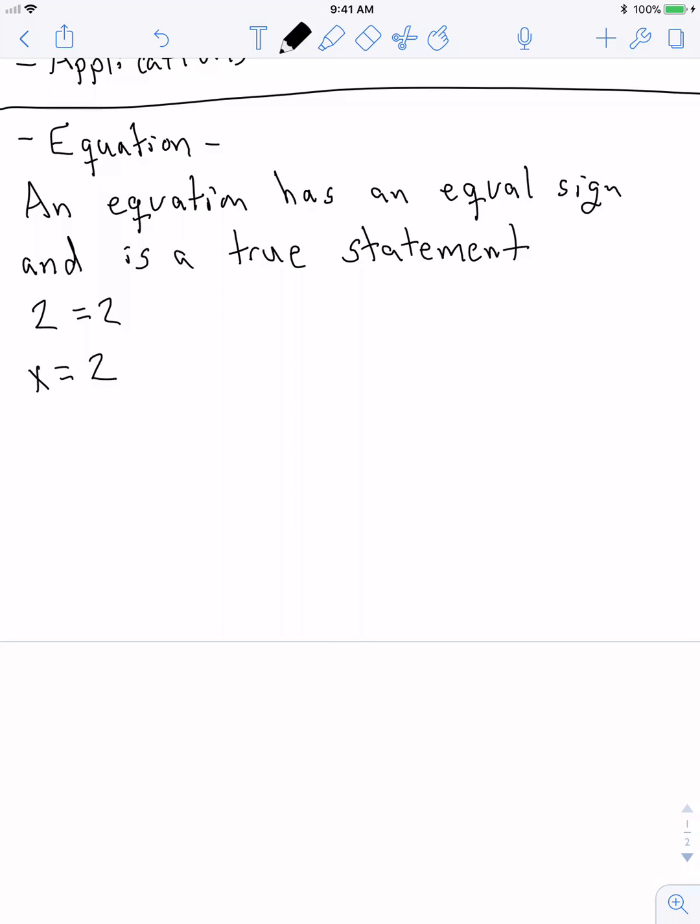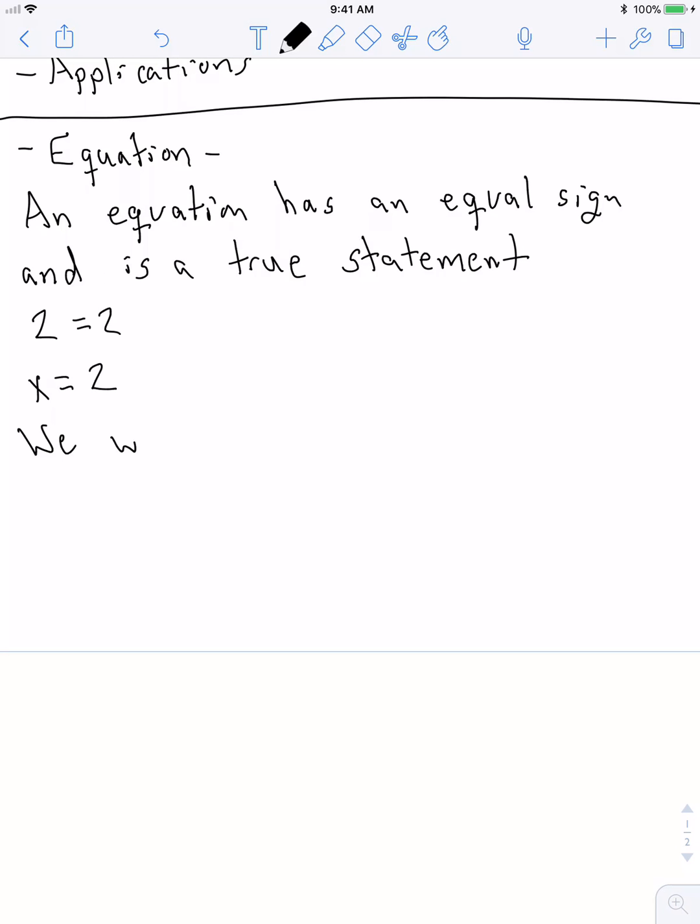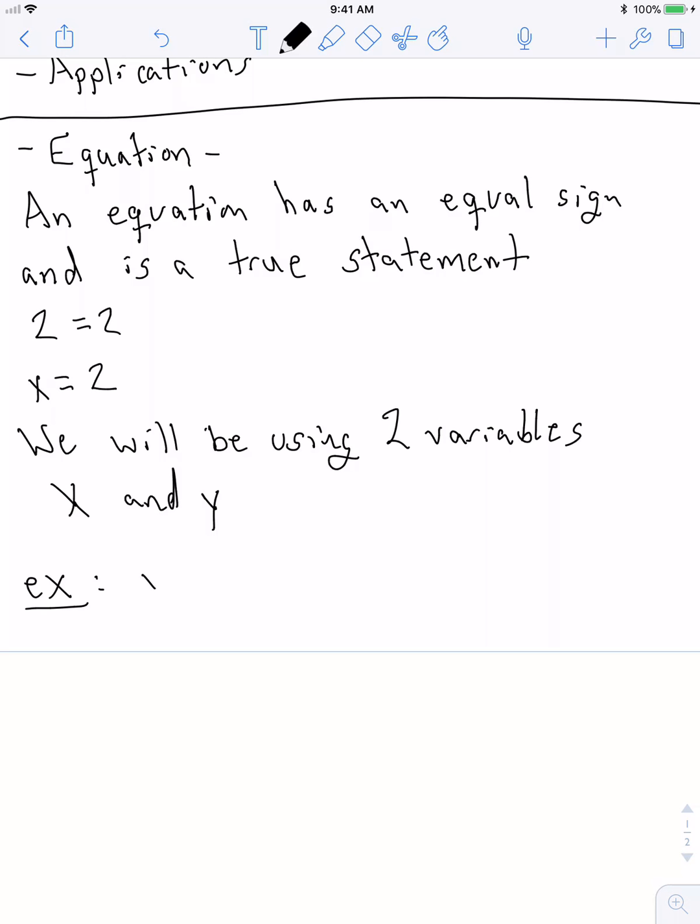But for our purposes, we will be using two variables, x and y. And an example of an equation with two variables is the following. y is equal to 2x plus 3. Again, we have this equal sign making an equation, but what this means is a little bit more mysterious than x is equal to 2.